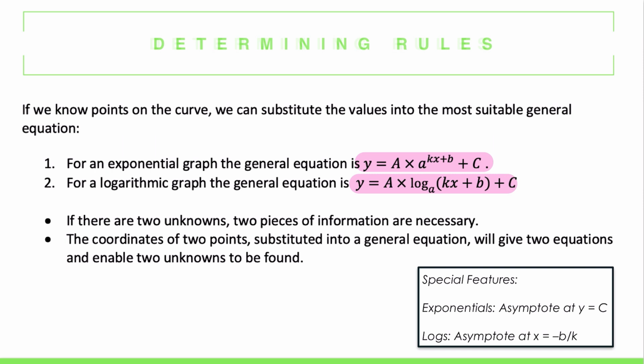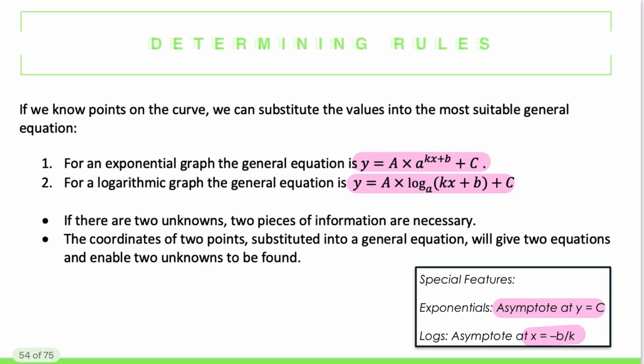Now, a lot of the time, they might give you some specific information. For example, they might tell you that there's an asymptote. If you know what the asymptote is, you can actually substitute that directly into your value, given that there's no dilation, of course. So for exponentials, your asymptote is at y equals c, and for logs, it's at x equals negative b on k. All right, so let's give this a crack.